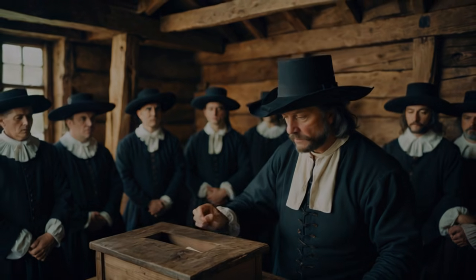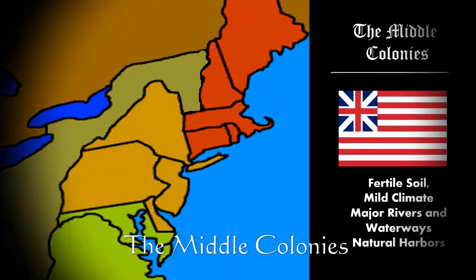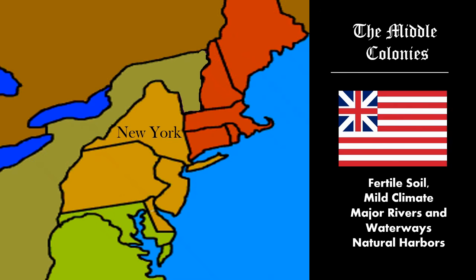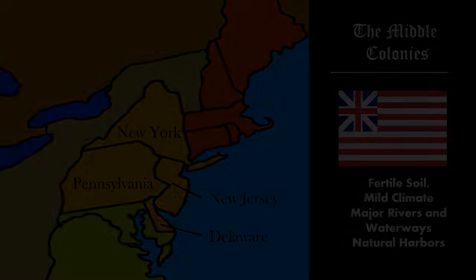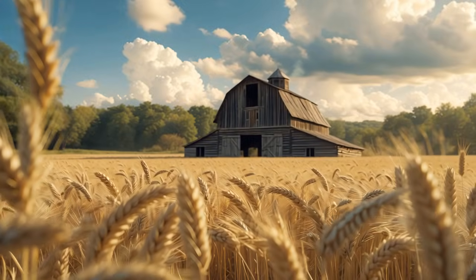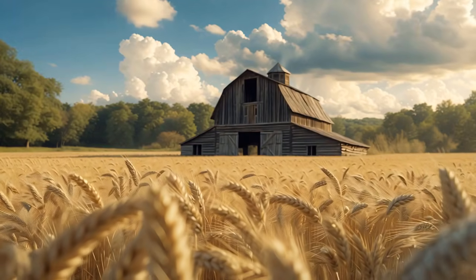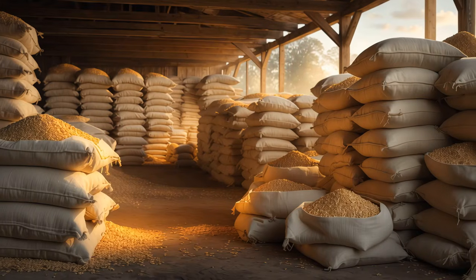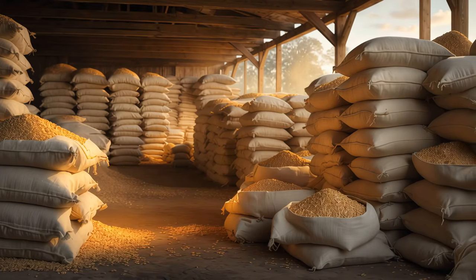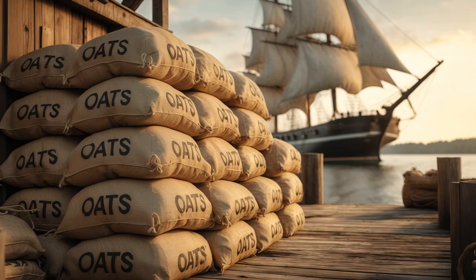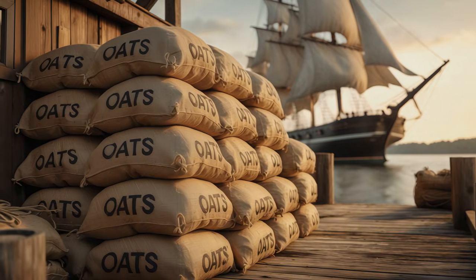Moving south, the Middle Colonies, New York, New Jersey, Pennsylvania, and Delaware, were often called the breadbasket colonies. Fertile soil and a mild climate made farming easier than in New England. Farmers produced large harvests of wheat, barley, and oats, which fed local communities and were sold overseas.